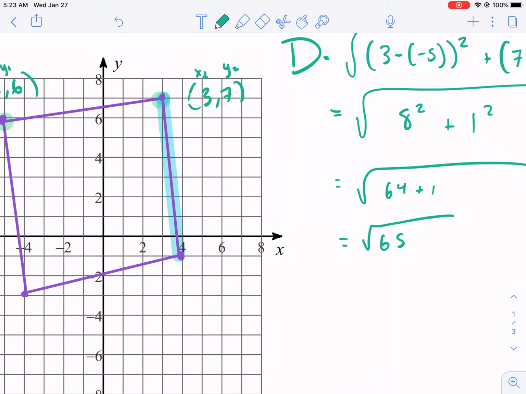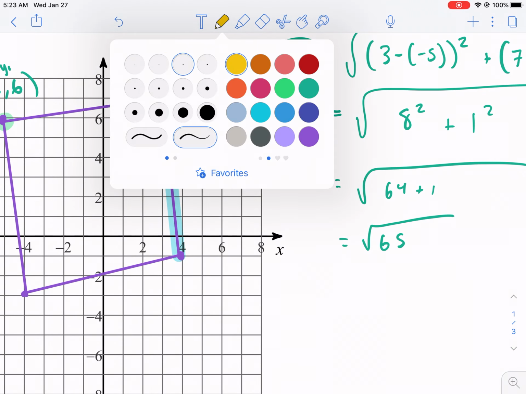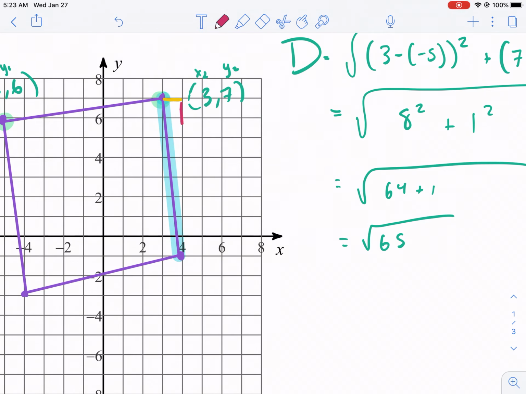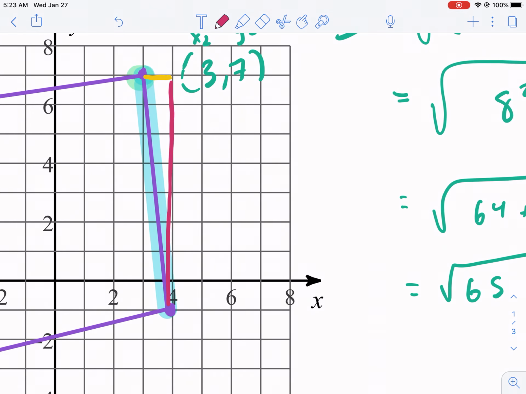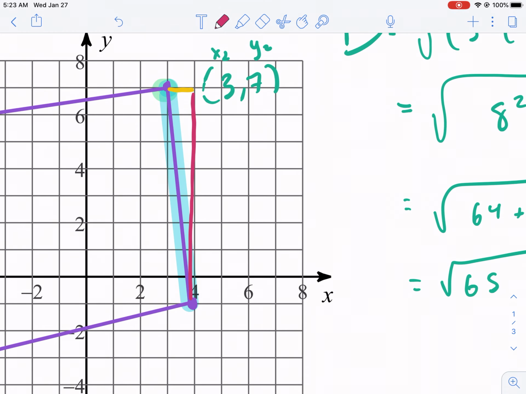Okay. So, in order to use Pythagorean theorem, what I like to do is make two sides of a right triangle. And it's important that it's a right triangle because that's the only time you can use Pythagorean theorem. So I have this blue side, I have this pink side, and I have this yellow side. What I do now is I just count the distance of each of those legs. So we have 1, 2, 3, 4, 5, 6, 7, 8. So this is a distance of 8 for that leg. And then we have a distance of 1 for that leg.